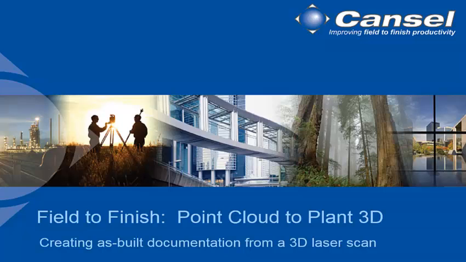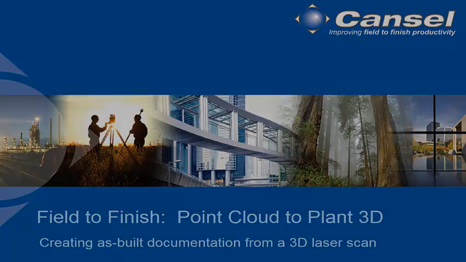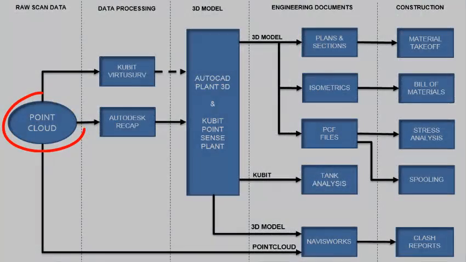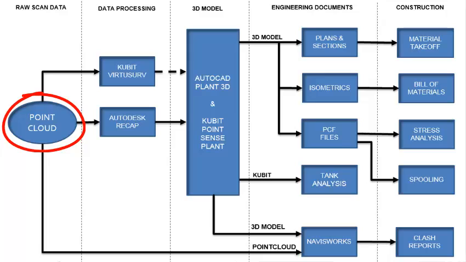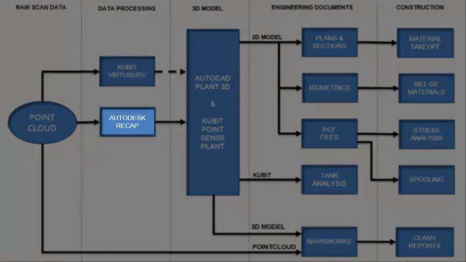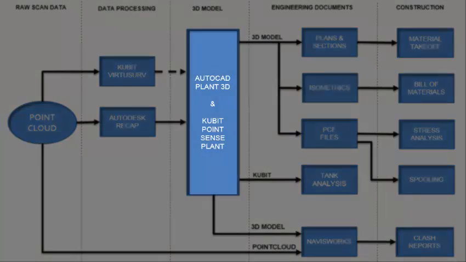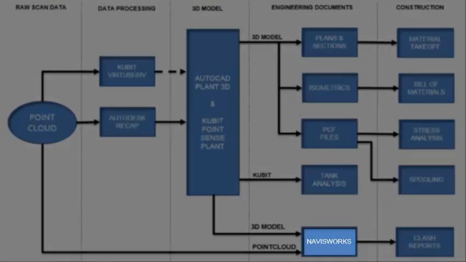Let's take a look at the field to finish workflow that will allow you to create an intelligent 3D piping model from a point cloud. Once you have the registered point cloud, we can use the following software to create the 3D model in the engineering documents: Autodesk ReCap, Kubit Virtusurv, AutoCAD Plant 3D, Kubit Pointsense Plant, and Autodesk Navisworks.